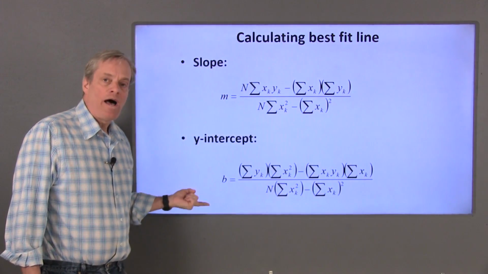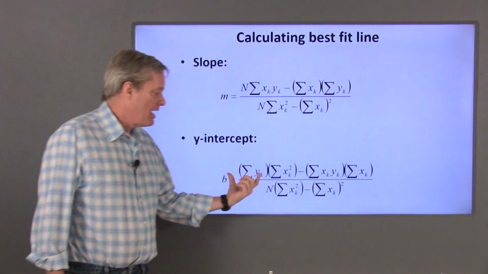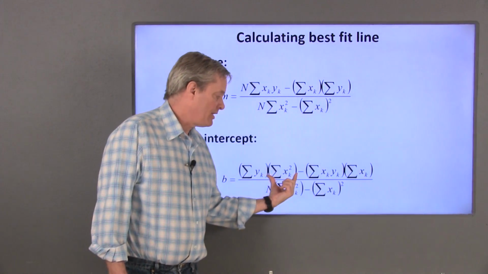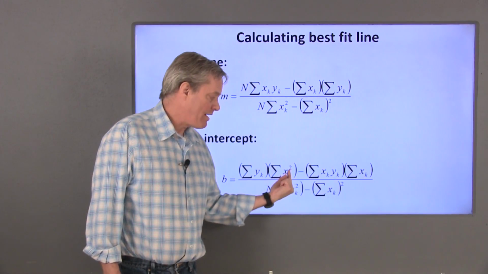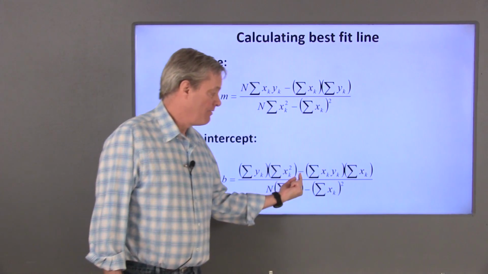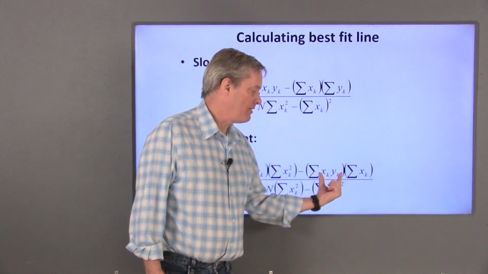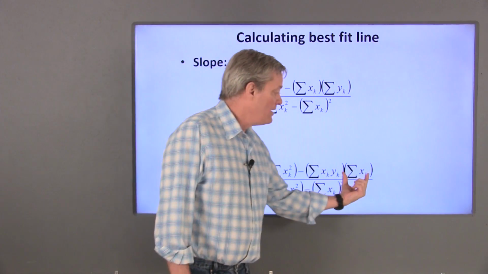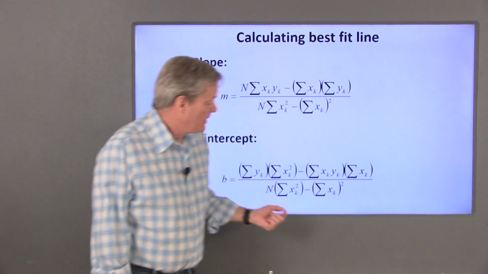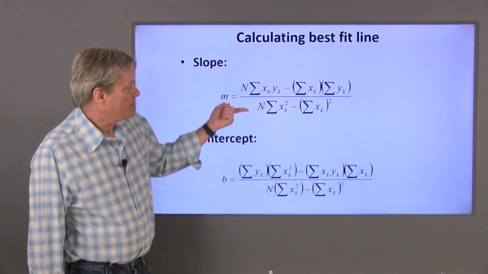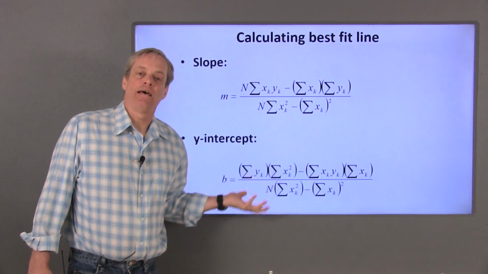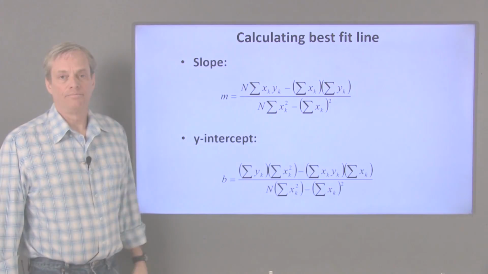The equation for the y-intercept is this. In the numerator, I sum all the y values, multiply that by the sum of the squares of all the x values. From that, I subtract the sum of the products of the x values times their corresponding y values times the sum of all the x values. The denominator of this equation is the same as the denominator of this equation. Now let's do an example to see how to apply these equations.